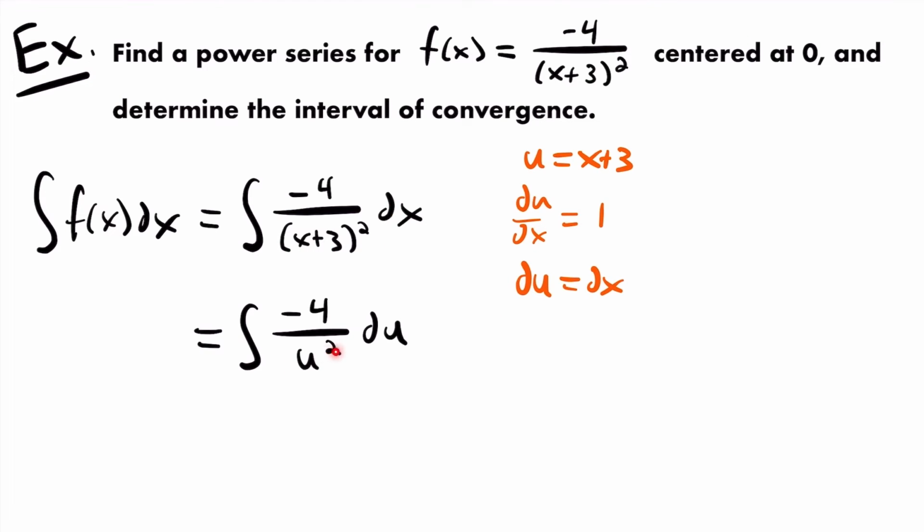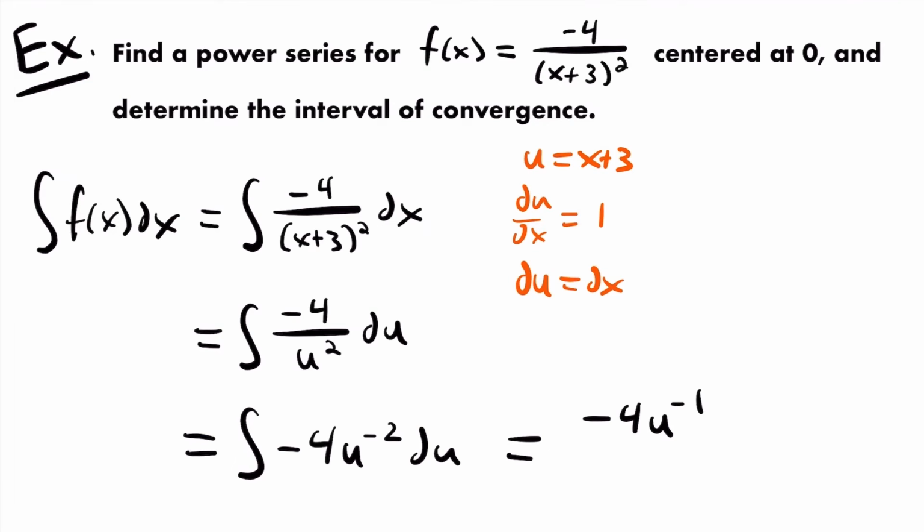And if we move u² to the numerator by making the exponent negative, this would be equal to the integral of -4 times u to the power of -2 du. And now we can use the power rule for integration on this term. We'll add 1 to the exponent and then divide by that new exponent. So this would be equal to -4 times u to the power of -1 divided by -1, right? -2 plus 1 is -1, and then we divide by that new exponent of -1.